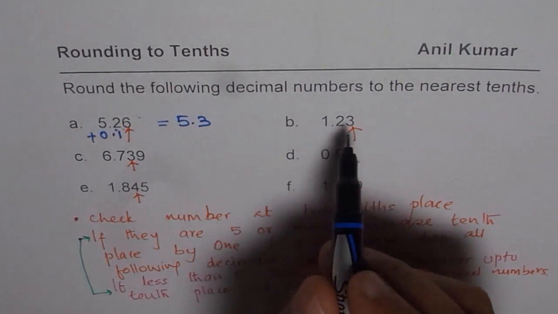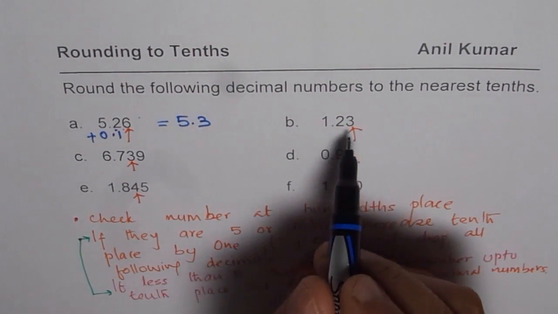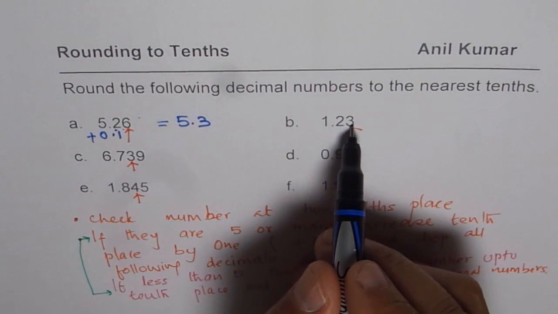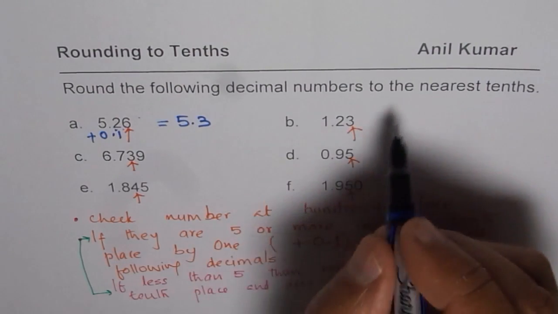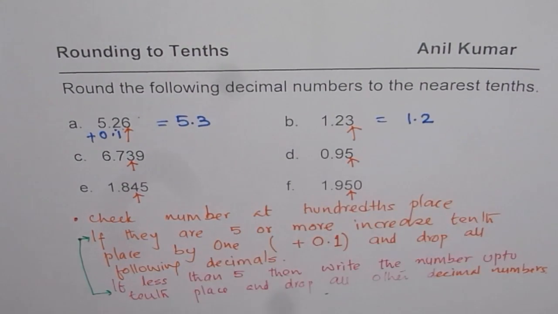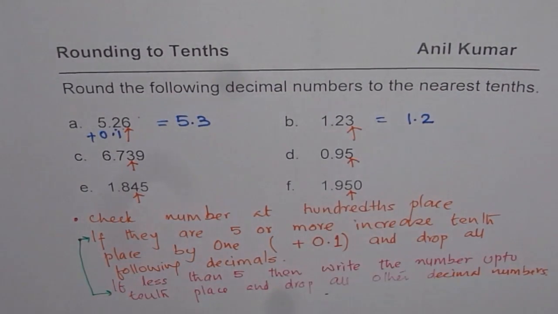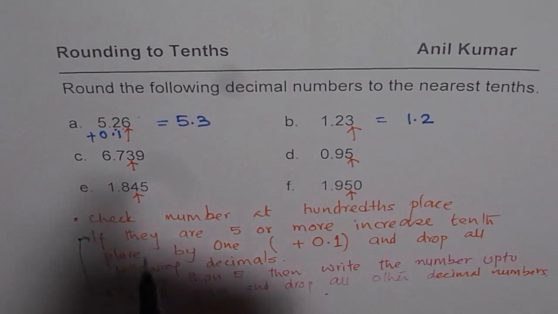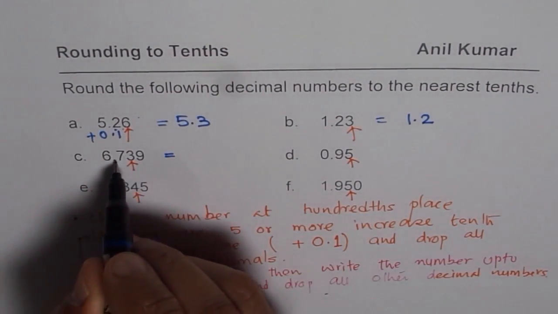Correct? Second case is 1.23. 3 is less than 5. Since 3 is less than 5, we will just drop it and write up to the 10th place. That means 1.2. Do you get the idea? So that is how you need to round, right? So you can follow this method, write down your answers, and then check your solution. Let's do the next one.